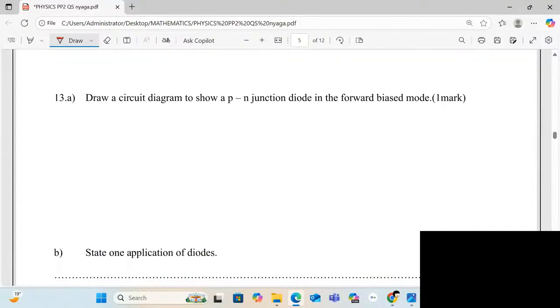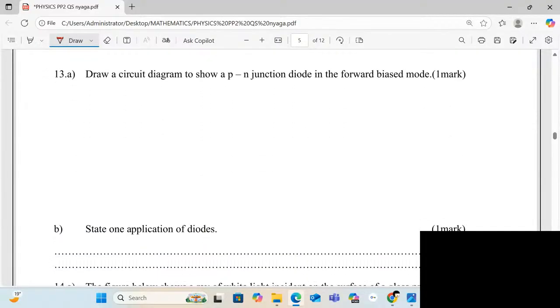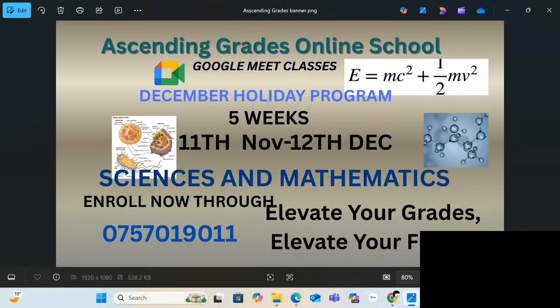We're having question 13. Draw a circuit diagram to show a P and N junction diode in the forward biased mode. But before then, have a look at this.